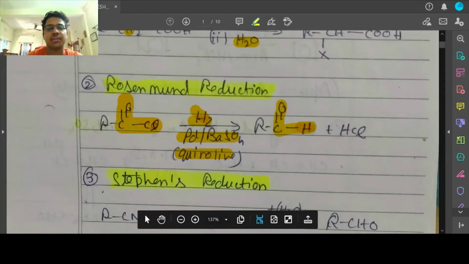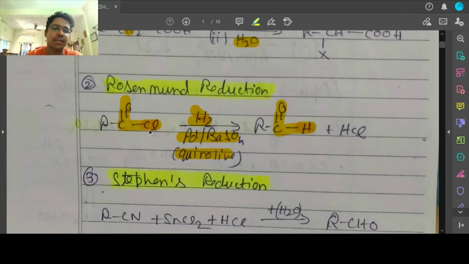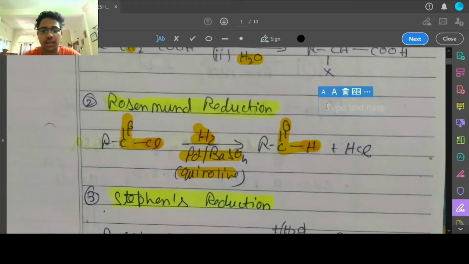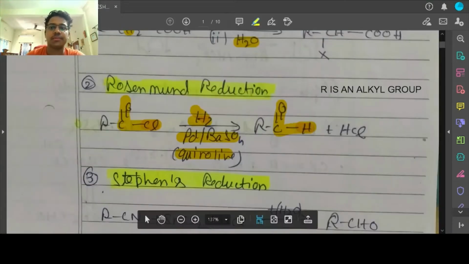I'll highlight this. One hydrogen of H2 reacts with chlorine to form HCl, and the other hydrogen reacts with this carbon and forms RCHO. So this is an aldehyde, with R being an alkyl group. R is always an alkyl group here.